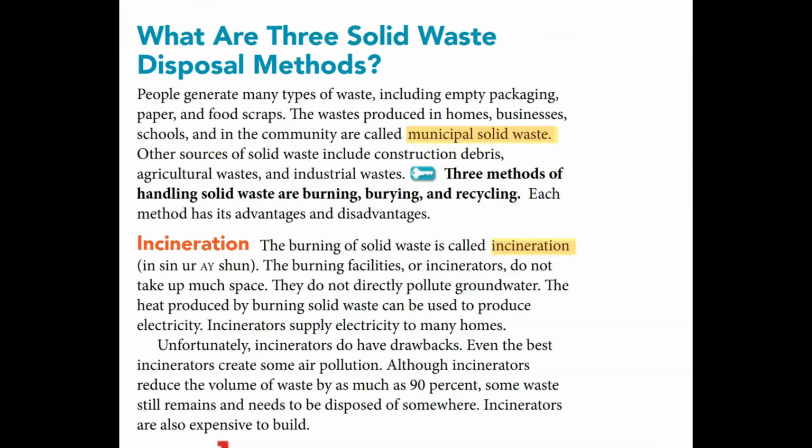What are 3 solid waste disposal methods? People generate many types of waste, including empty packaging, paper, and food scraps. The wastes produced in homes, businesses, schools, and in the community are called municipal solid waste. Other sources of solid waste include construction debris, agricultural wastes, and industrial wastes. 3 methods of handling solid waste are burning, burying, and recycling. Each method has its advantages and disadvantages.